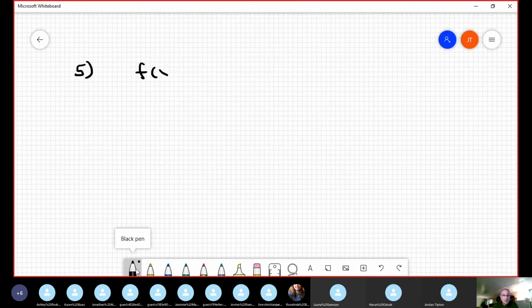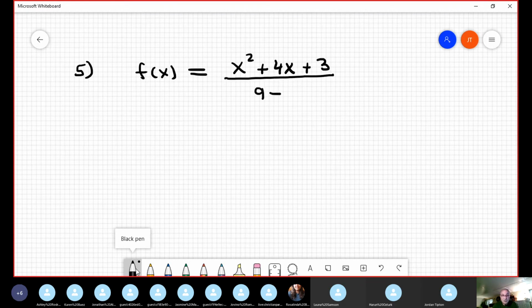Suppose this function, f of x, equal x squared plus 4x plus 3, divided by 9 minus x squared. This is a classical rational function, because it's a division of two polynomials. So what is the first thing you should do? Factorization. Factorization of the polynomial at the top, factorization of the polynomial at the bottom. Let me try.